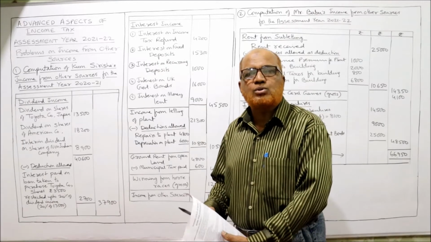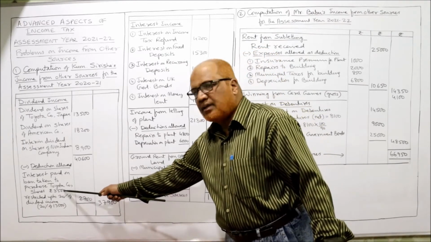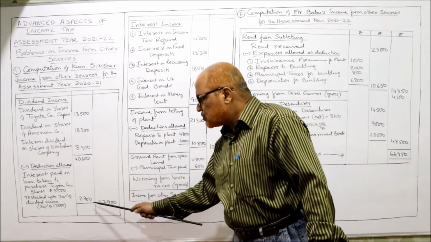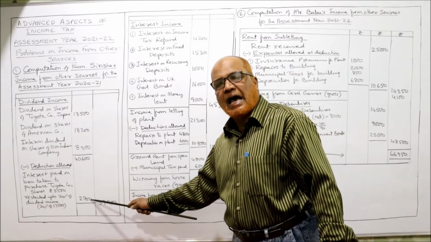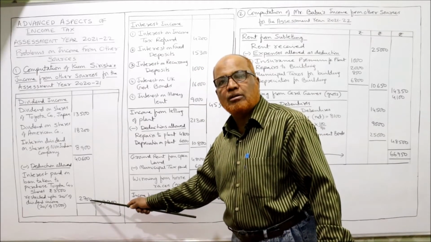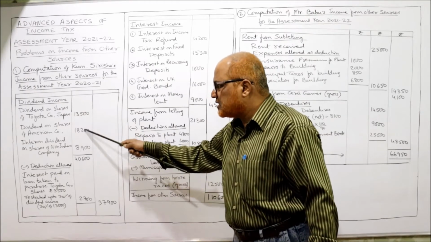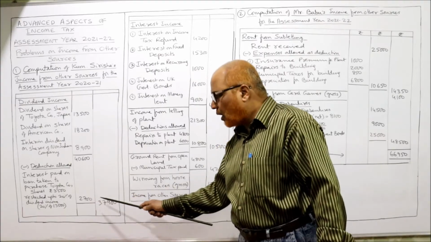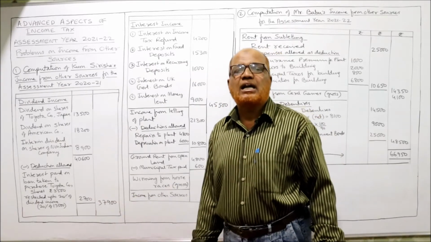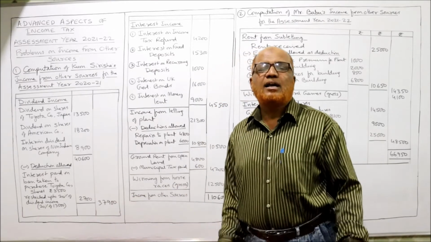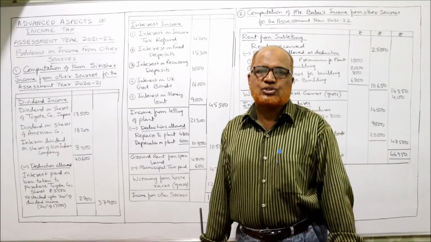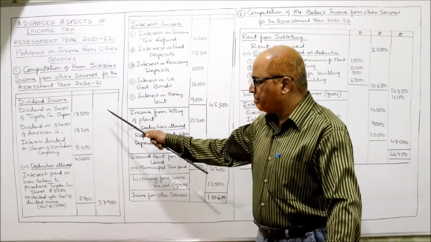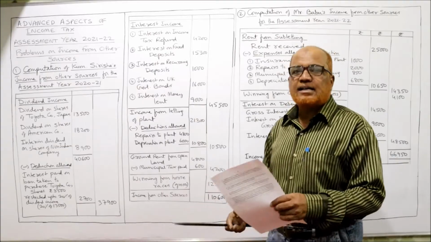2,700 or 3,500, whichever is less. So 2,700 is less. That will be allowed as deduction. So 40,600 is the total dividend income. From this, deduct 2,700, and the outer column is 37,900. 37,900 is the income from dividends, or dividend income. That's it. Next is interest income.